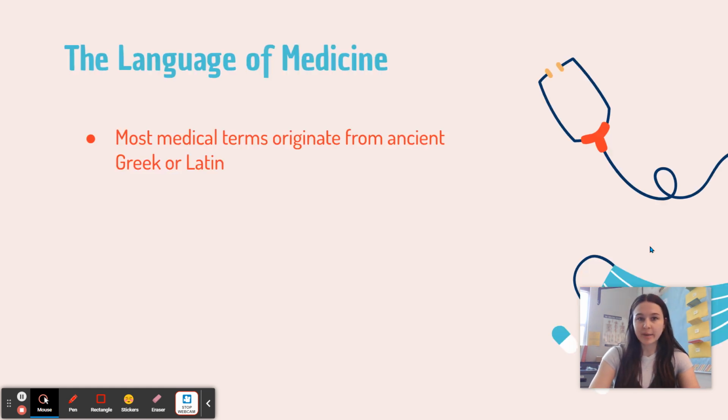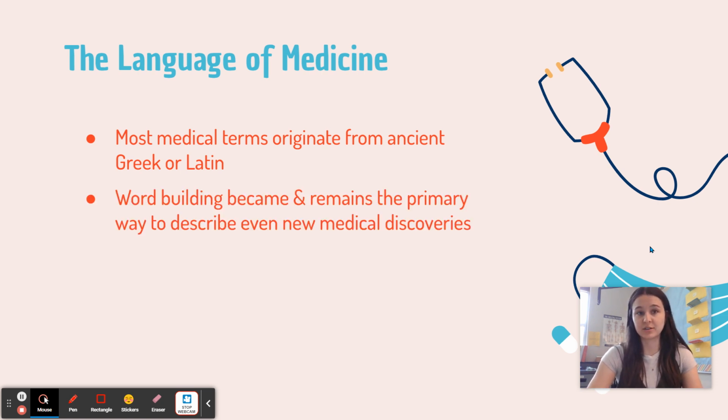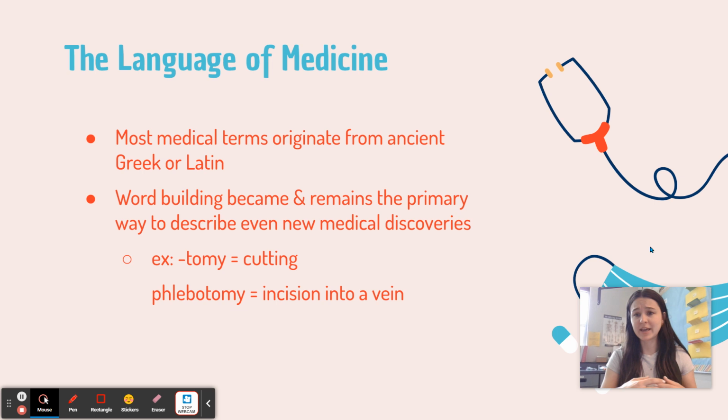So, in the language of medicine, most of our medical terms come from ancient Greek or Latin. And even though those words have certain meanings in Greek and Latin, we still put them together to describe modern medical discoveries. An example might be the suffix tomi, which means cutting. Nowadays, we have a career or a procedure called phlebotomy. That's when we draw our blood.